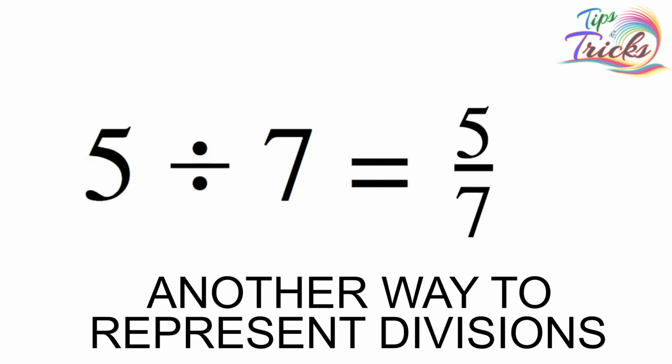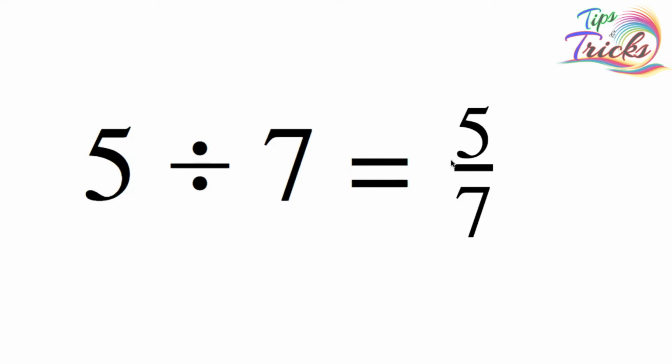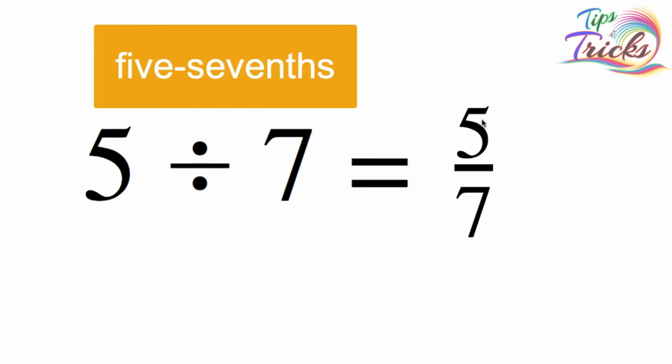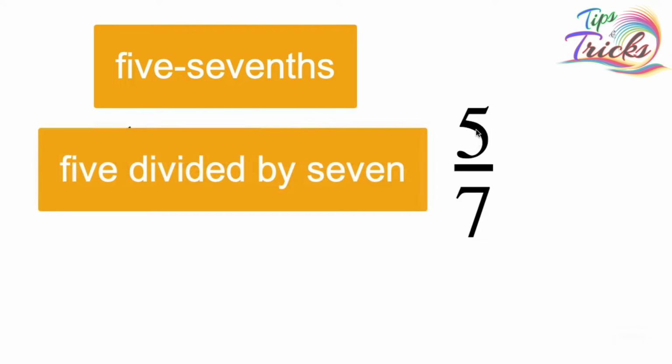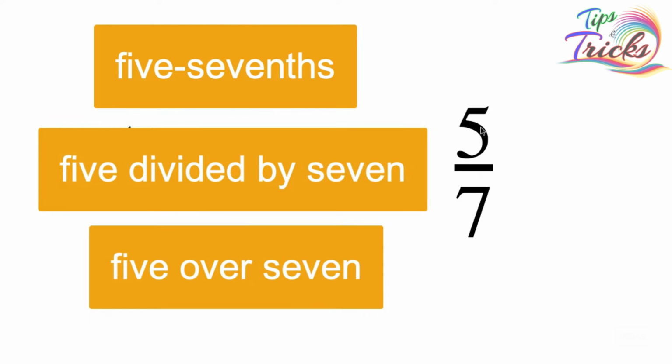Fractions are just another way to represent divisions. For example, 5 divided by 7 is the same as 5 over 7 with a little line in between. So this is the fraction form of 5 divided by 7. We can call it 5 7, or we can even call it 5 divided by 7 or 5 over 7.